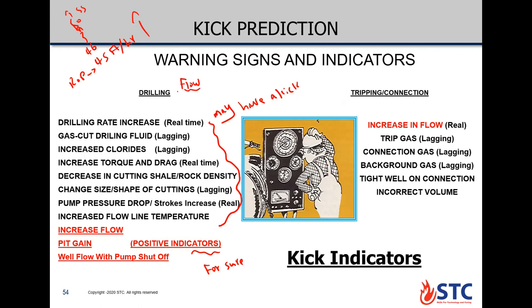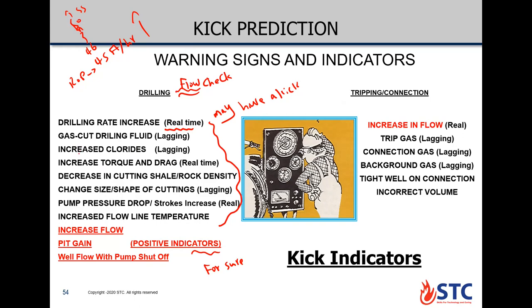Flow check means to stop pumping, stop the TPS, and check for flow. If there is a flow, you need to shut in the well immediately without any delay. If no flow, you need to resume your operation. For the drilling rate increase, you're going to find it in real time. Once there is a sudden jump for ROP, you're going to see it on your drilling console.